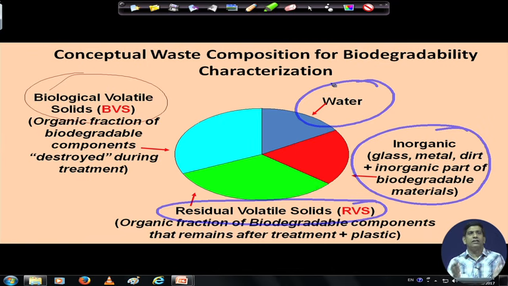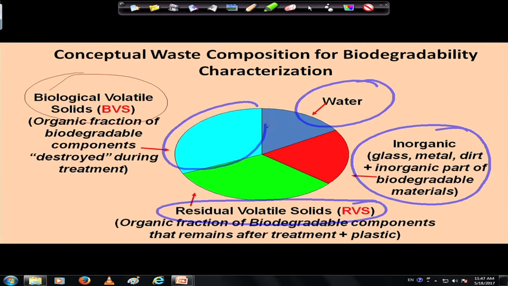What is the biological volatile solids? Biological volatile solids is the organic fraction of the biodegradable component which will get destroyed during treatment. So when we say destroyed during treatment, what do we mean by that? It's essentially that particular fraction. This part of the pie is what will actually react in the system.